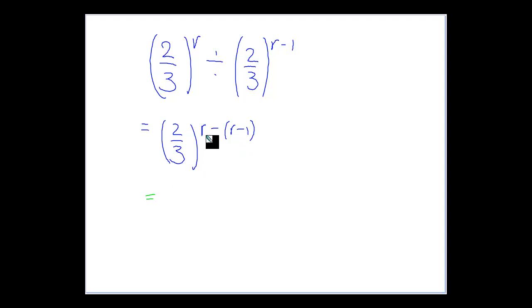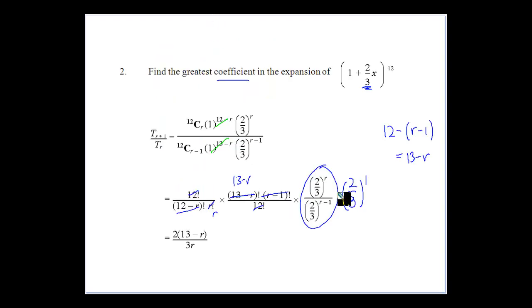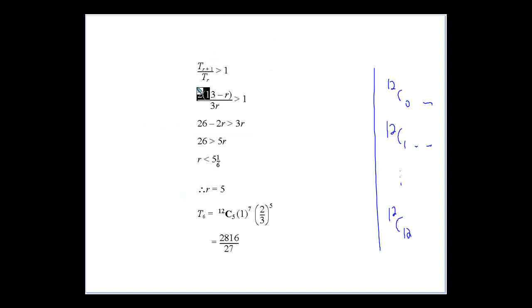R minus r would be 0, and then minus times minus 1 would just give us 2/3 to the power of 1. So that's where the 2/3 comes from there, times 2/3 gives us 2 lots of (13 minus r) over 3r when we do that expansion. So get that expression and see where our ratio is going to be greater than 1.